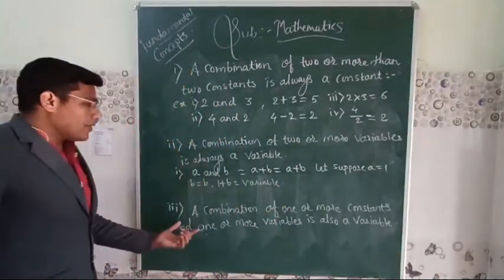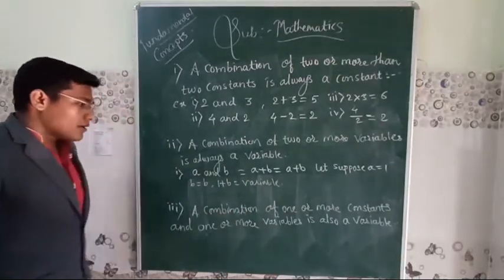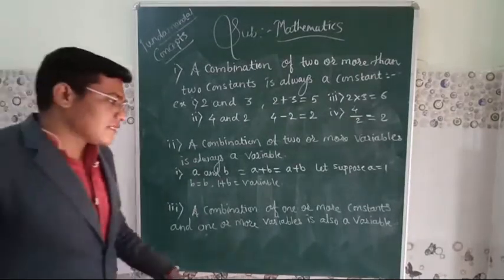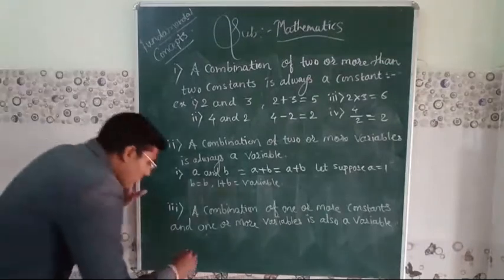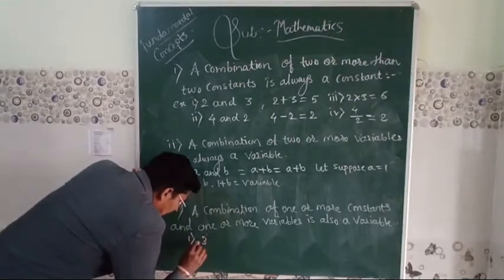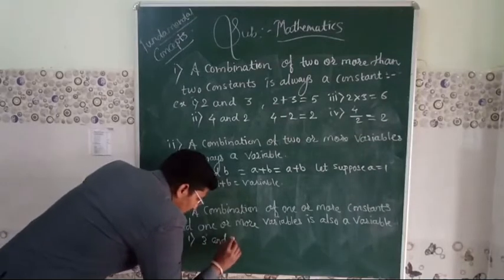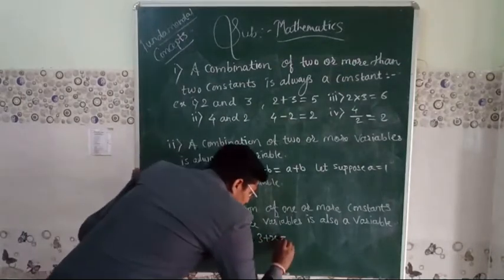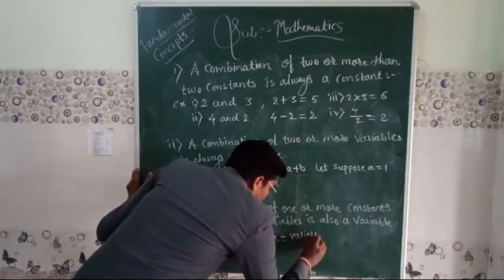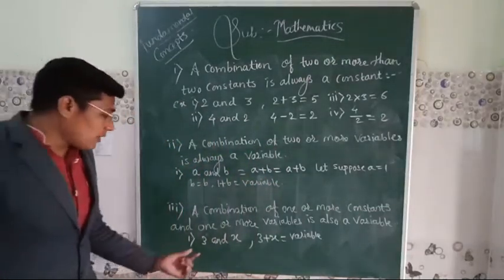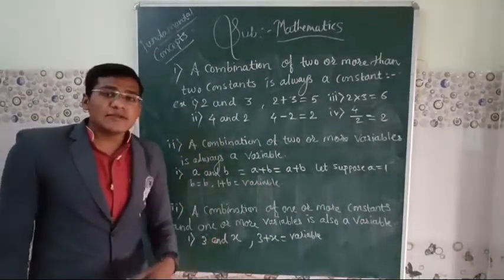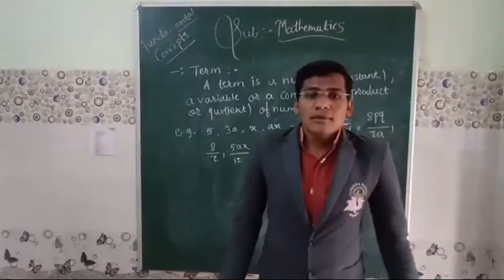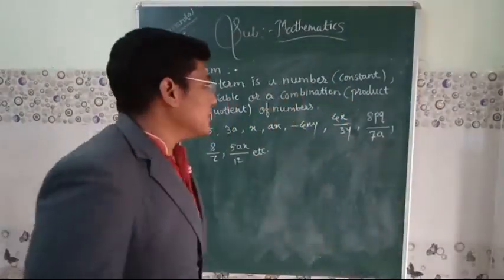Now the next one is: a combination of one or more constants as well as one or more variables is also a variable. Means whenever a constant like 3 and a variable, suppose x, are getting combined, suppose 3 plus x, then it is nothing but a variable only. Means whenever there is a combination of a constant with a variable, there is a formation of an expression, and it is nothing but a variable only. Now the next topic of the lesson is term.